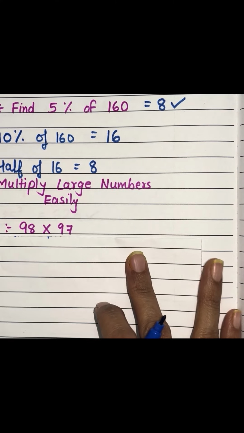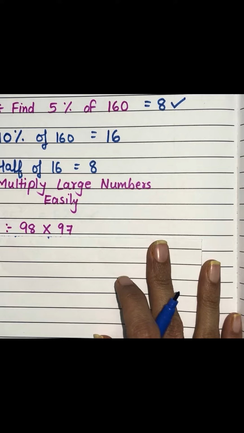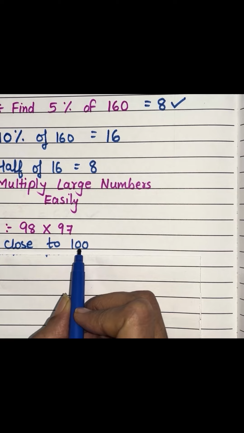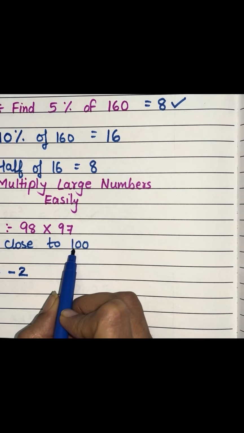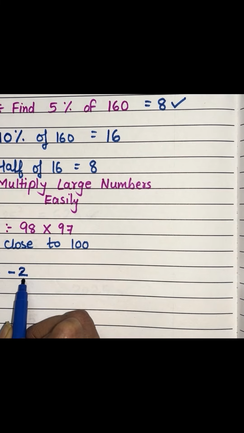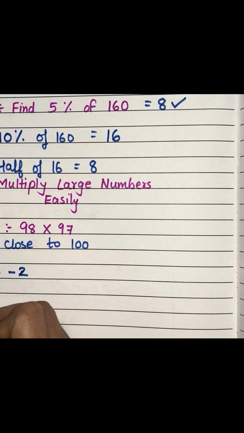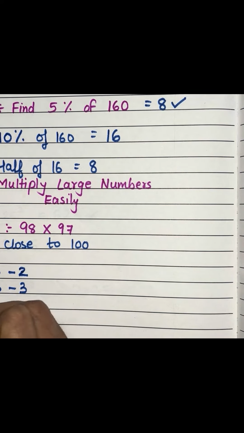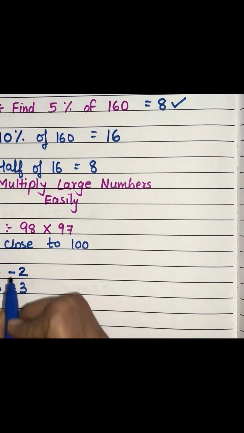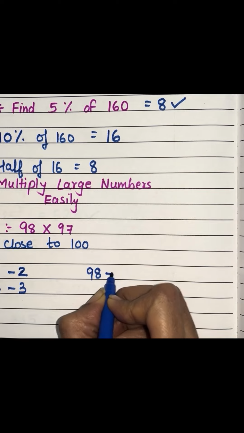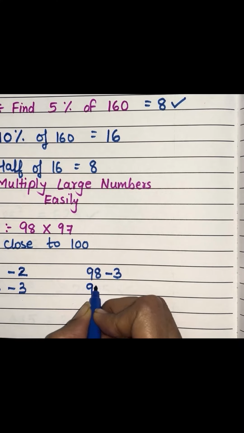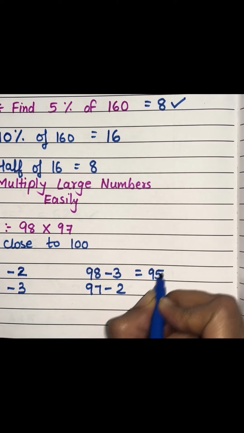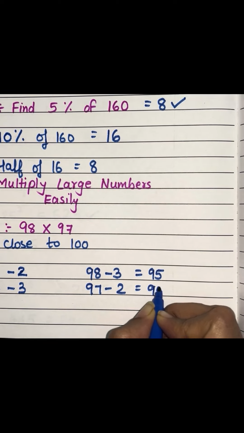So here is one example, 98 multiply by 97. If we look at these two numbers, both are close to 100. So now when we subtract 98 minus 100, we will get minus 2. And now 97 minus 100, we will get minus 3. Now the next step is to subtract diagonally. That means 98 minus 3, and diagonally 97 minus 2. So 98 minus 3 is 95, and 97 minus 2 is also 95.